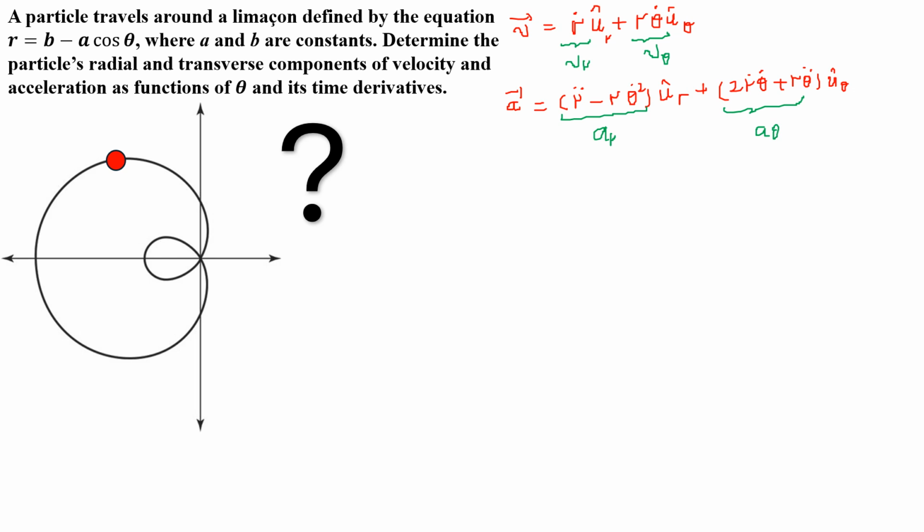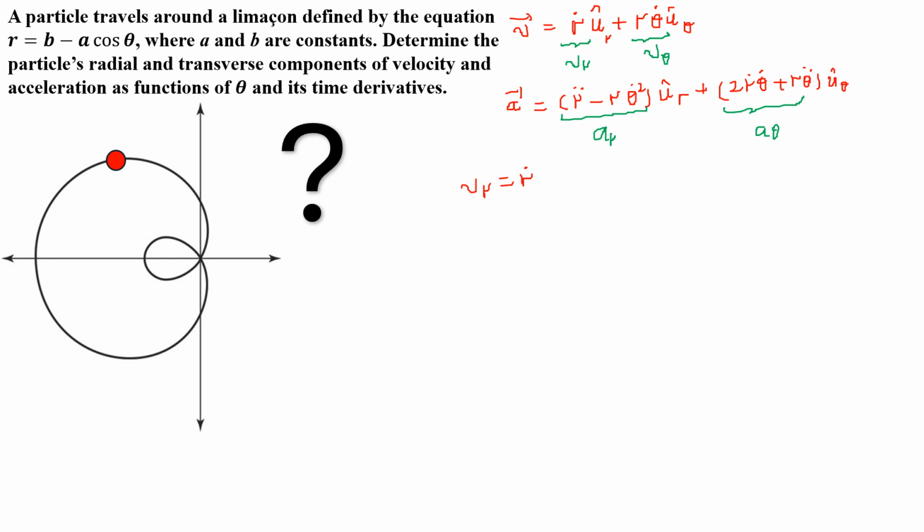Okay, now to start with, let me start with vr. Now vr simply is r dot, right? So I'm going now to take the time derivative of this. r equal b minus a cos theta. Now b and a, remember, both of these are constants, right? And now remember something important here. When we take the time derivative, remember we need to use the chain rule, because now we will take the derivative for the theta with respect to time, right?